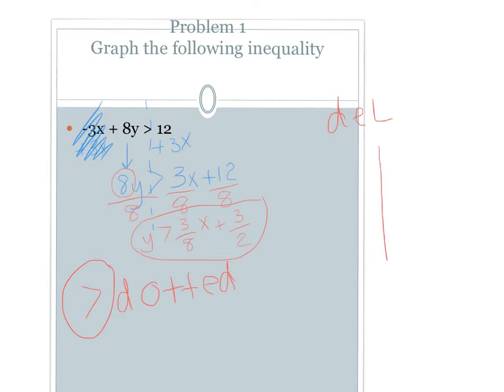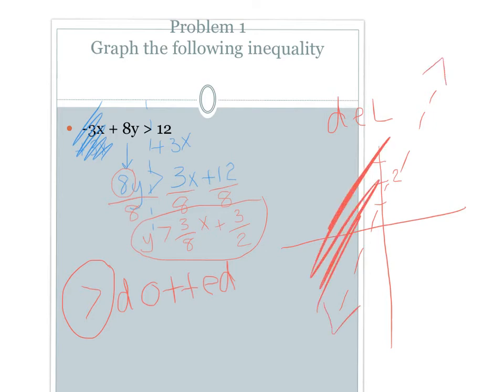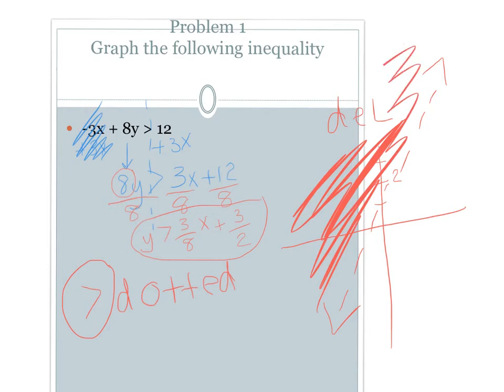All right, so now on your graph, you're going to have a dotted line. My y-intercept is at 3/2, and my slope is 3/8. So I know it's positive, so I'm going to draw a sketch. And it's going to look something like this. And you should have it shaded this way. If for any reason it doesn't look that direction, please raise your hand so I can help you.